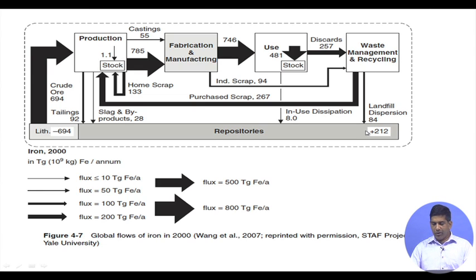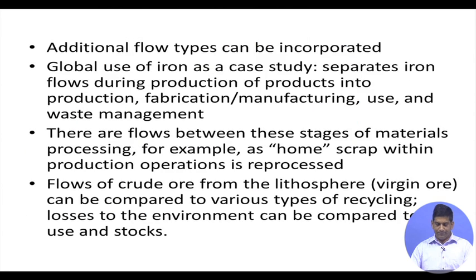Then from waste management, part of it can go to the landfill dispersion, part of it could be recycled, purchased as scrap and go back to the production. Then there could be some industrial scrap which can go back over here. There could be some home scrap which can again go back to the recycling system. So this kind of gives you an idea of how the iron moves through different systems in terms of its global usage, global flow. Same thing we'll look at for the US in a minute.